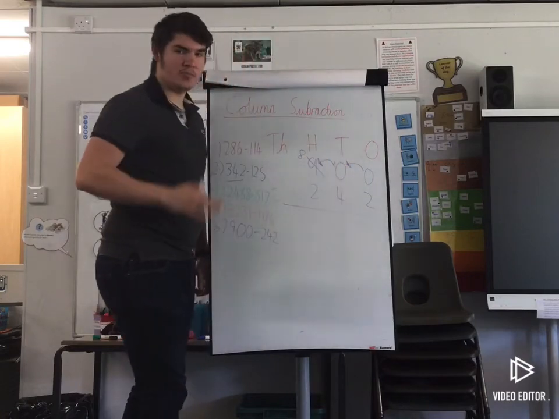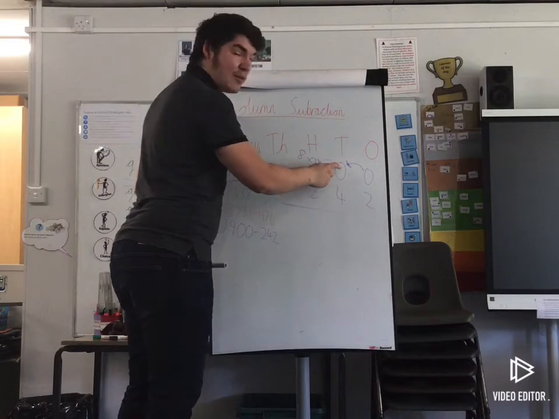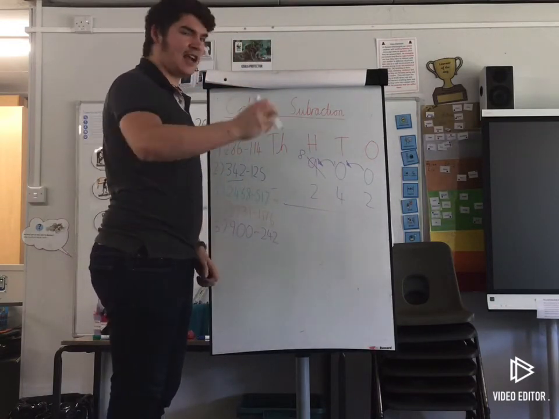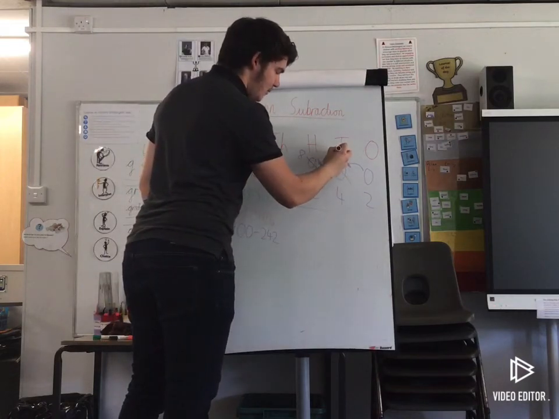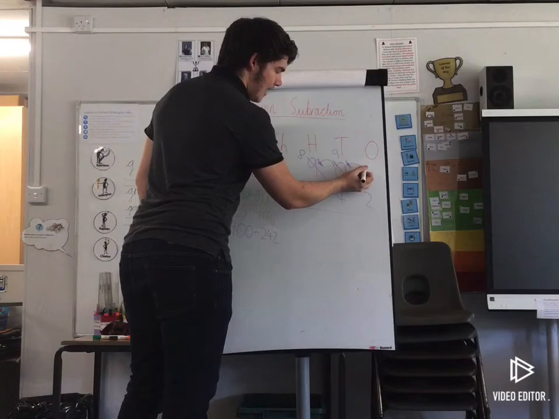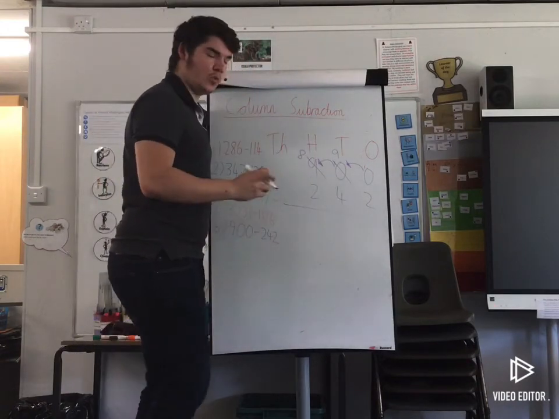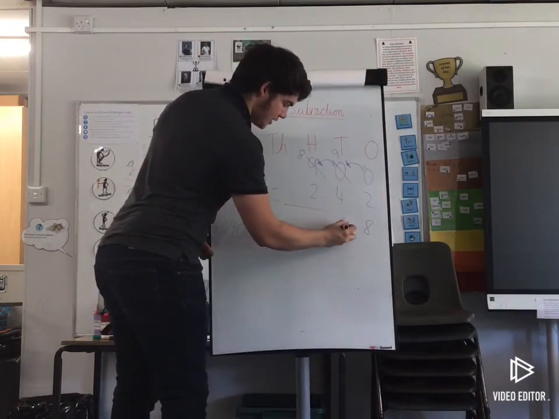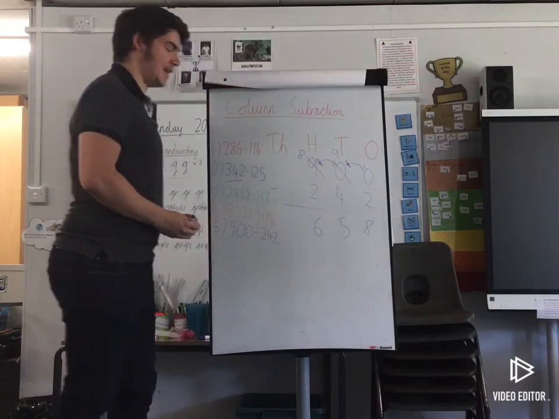0 minus 2, I still can't do it. He goes to his neighbour. Now his neighbour's got 10. His neighbour's got loads of numbers. He says, can I have 1? And then he goes, absolutely. So his 10 becomes a 9, and now that becomes a 10. So we have 10 minus 2, which is 8. 9 minus 4, which is 5. 8 minus 2, which is 6.